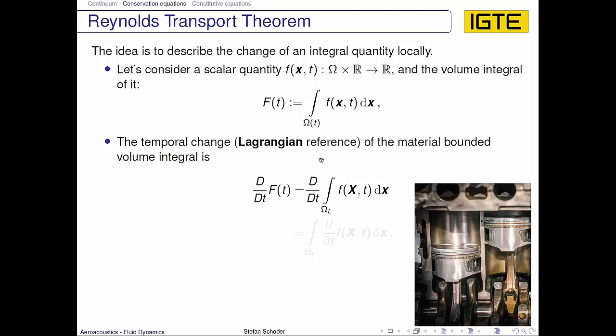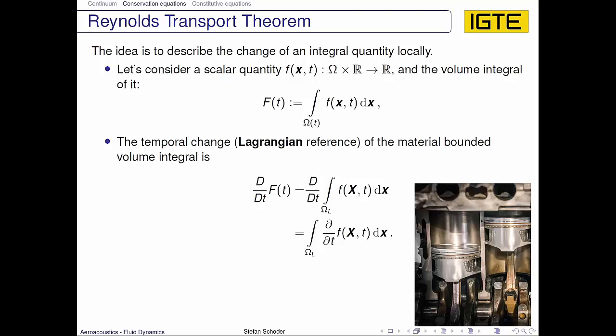If we now would use the Lagrangian reference frame for material bounded volumes, this would be simply changing the time derivative and the integral itself, so we can express this material derivative by a partial derivative with respect to time because we are in a Lagrangian reference frame, and then we could simply reverse the integral and the time derivative. And that was basically it in the Lagrangian reference frame.